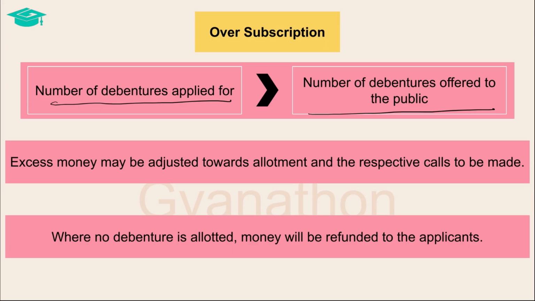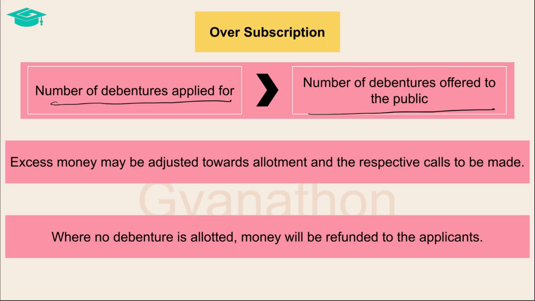So, when an oversubscription of debentures happens, the company has two options. Either it can make a pro rata allotment of debentures to the applicants and then adjust the excess in the debenture application account towards the allotment and the respective calls to be made. Or, on the other hand, the company may accept some applications and totally reject the other applications.